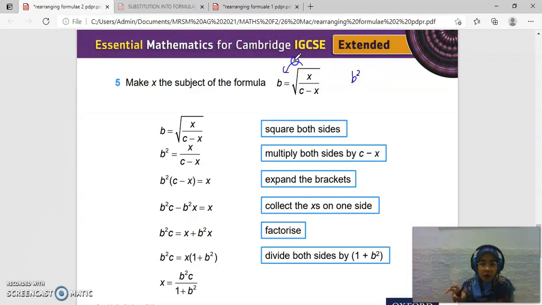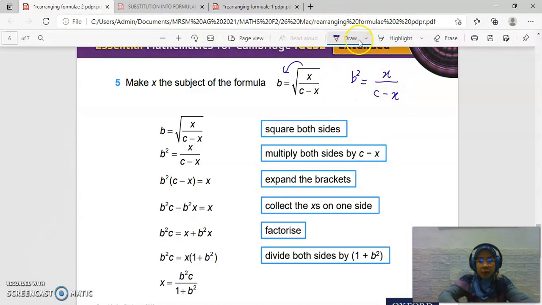Minus or subtraction, brought to the other side, will be addition. When it comes to multiplication, brought to the other side becomes division. Division brought to the other side will be multiplication. So b square x over c minus x. Then we multiply by this denominator, since we want to eliminate the denominator. So we bring c minus x to the other side. It will be b square (c minus x) equals x. So b square times c minus b square times x equals x.